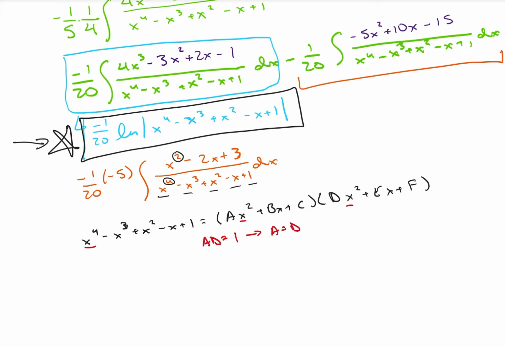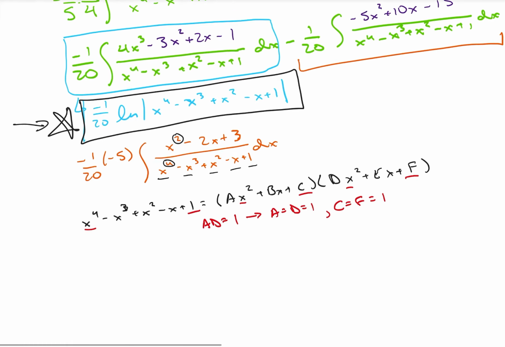And for the exact same reason, I'm going to look at the 1 terms in the f and the c, and I'm going to say c equals f, which is also going to equal 1. So I'm going to assume that a, c, d, and f are all 1. So let's go ahead and work through the rest of this right now. So we're going to end up with x squared plus bx plus 1 times x squared plus ex plus 1.